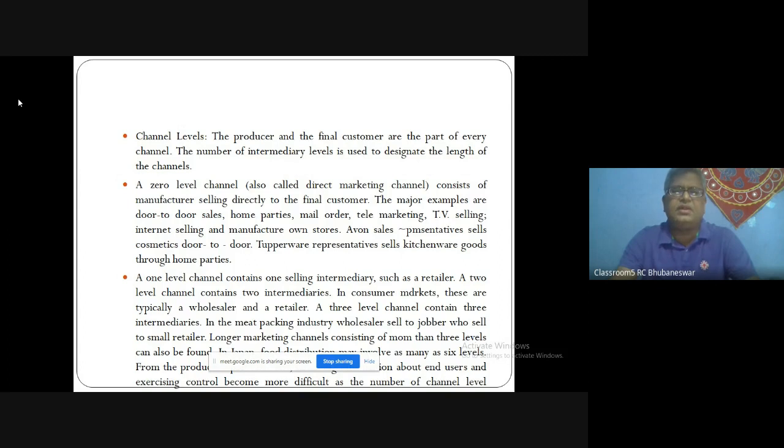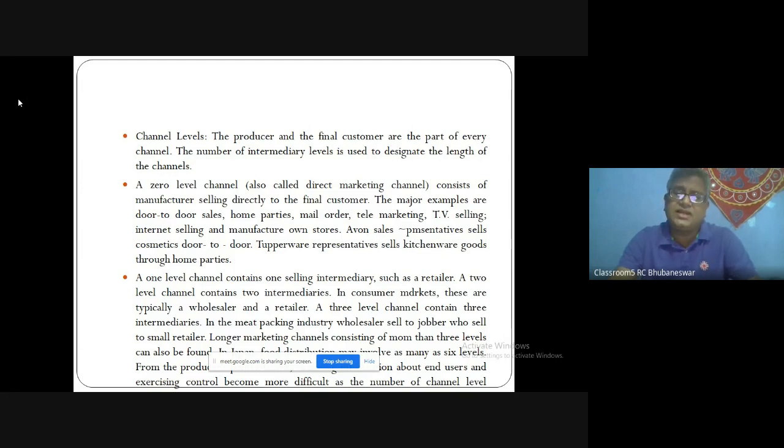For example, door to door sales, home parties, mail order, telemarketing, TV shopping. If you open Tata Sky or any other company, you see some shopping channels there, and also selling through the internet.